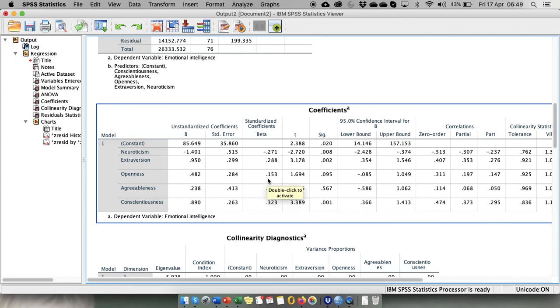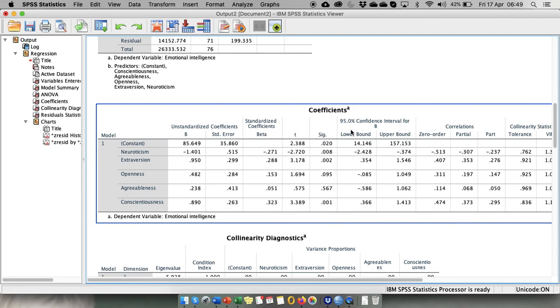Then we have openness, and openness is not significant, so it didn't significantly predict the scores of trait emotional intelligence. Agreeableness also not significant, but what we have significant is conscientiousness. And conscientiousness is the strongest predictor out of the three significant predictors. So neuroticism negatively impacts, extraversion positively, but if you're high on conscientiousness, you're also high on the trait emotional intelligence. This is how you would interpret the regression lines.